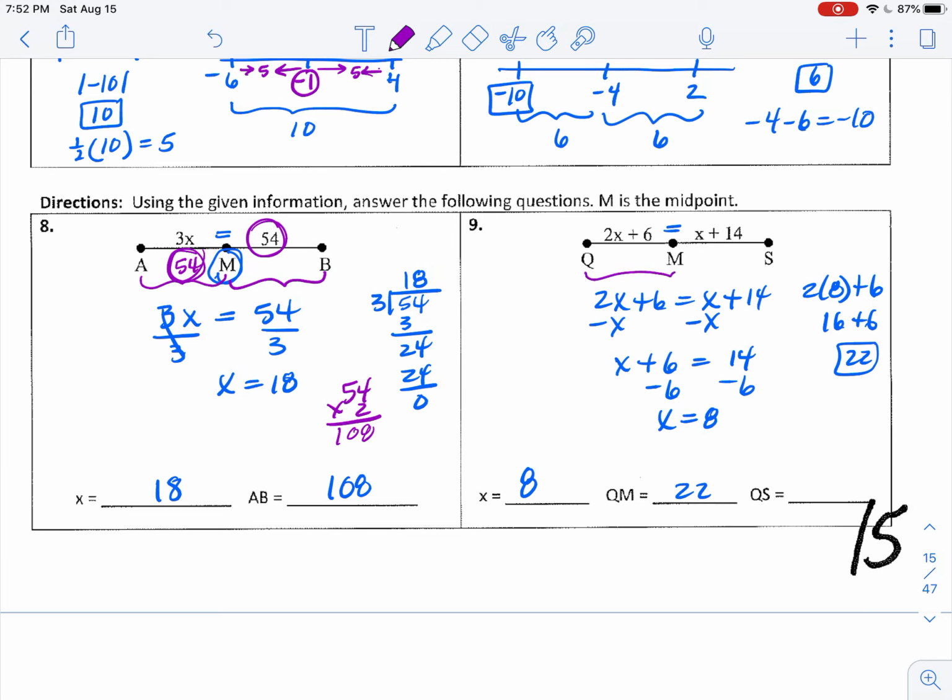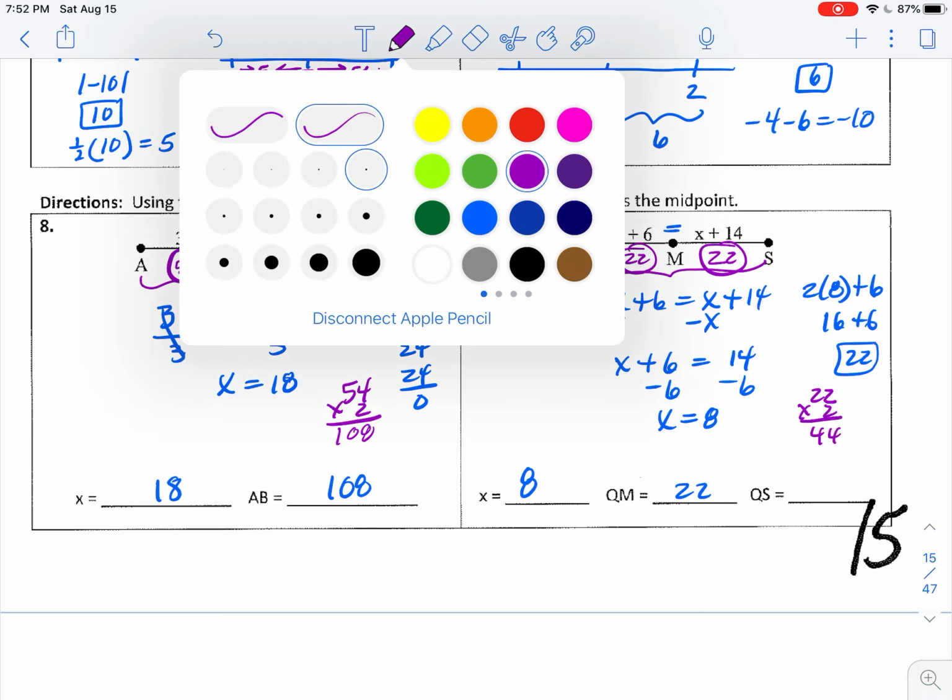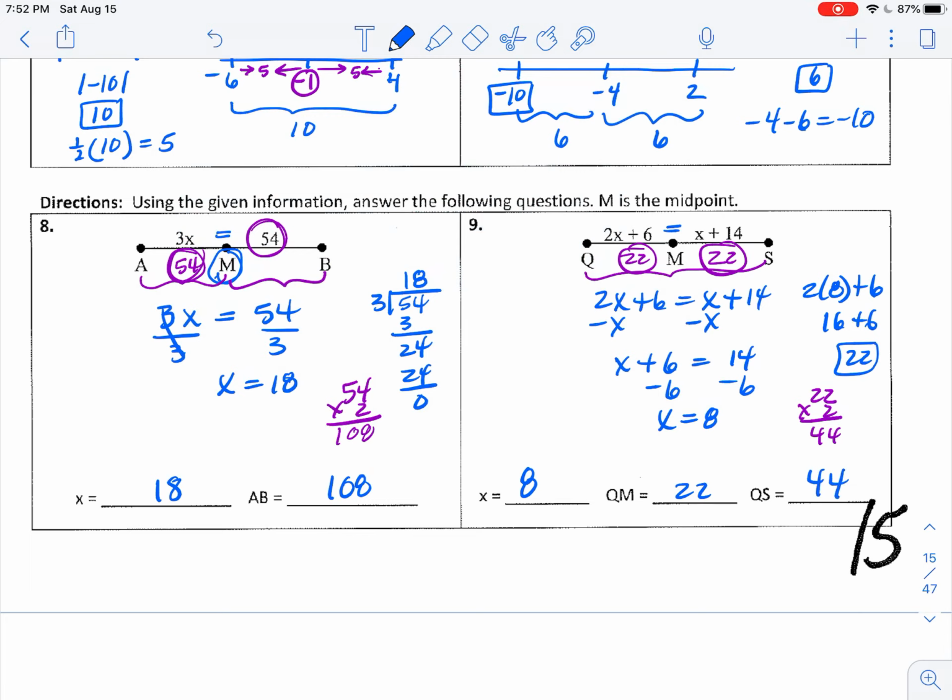Now QS, that's the length of the whole piece from Q to S. Well, if this piece is 22, that means this piece is 22, and 22 twice is 44. So the answer for QS is 44.